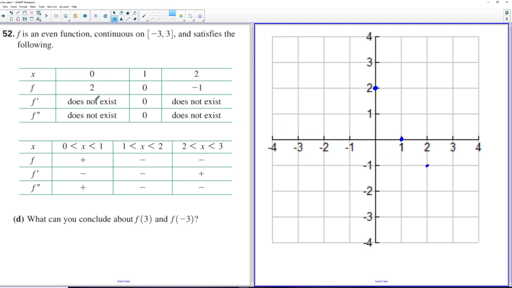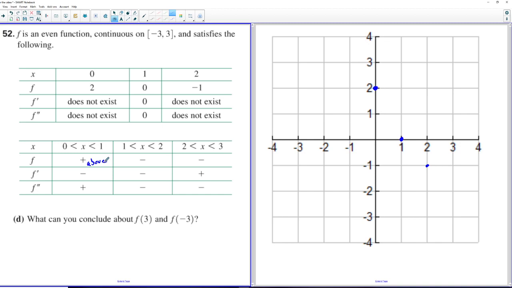F prime doesn't exist. That means we could have a corner or a cusp there. And same with 2. And at 1, the slope is 0. And we know that the second derivative doesn't exist at 0 and 2 and is 0 at 1 also. And that's somewhat helpful, but even more helpful is this bottom chart. F is positive from 0 to 1. That means F is above the x-axis from 0 to 1. F prime is negative, which means the function is decreasing.